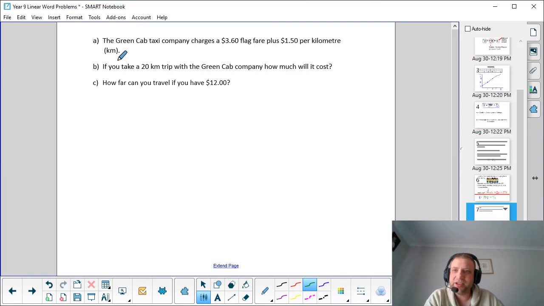So this question here, we've got the Green Cab Taxi Company. They charge a $3.60 flag fare. You guys might not be familiar with taxis. We don't have that many in this region. I don't know if Uber's here yet, but soon they'll put the taxis out of business.